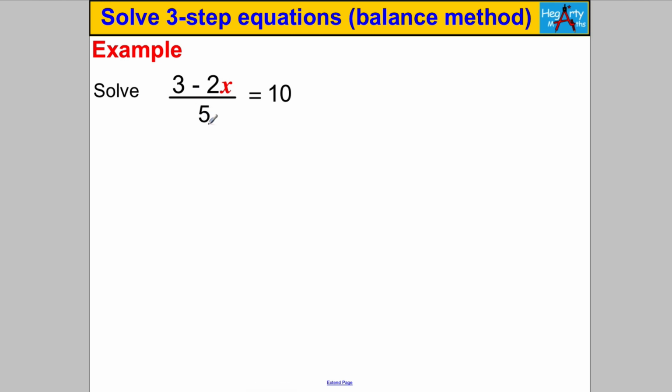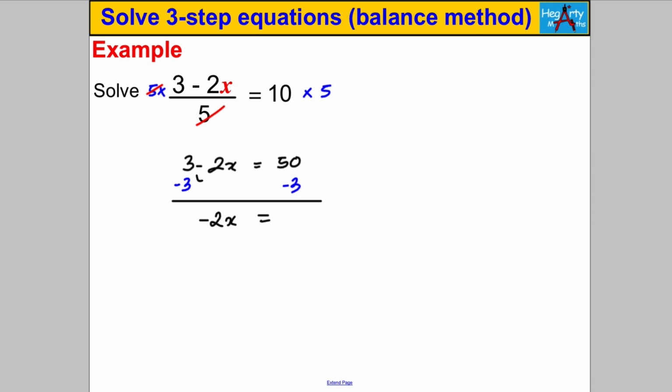Right, I've got a divide by 5 here, so I'm going to multiply both sides by 5 to undo that divide by 5. Those 5's will therefore cancel on this side, and I'm going to get myself 3 subtract 2x is 10 multiplied by 5 is 50. Now I'm going to subtract 3 from both sides, and I'm going to get myself, not that 2x is 47, but that negative 2x. It's very important that you remember that's actually negative 2x is equal to 47.